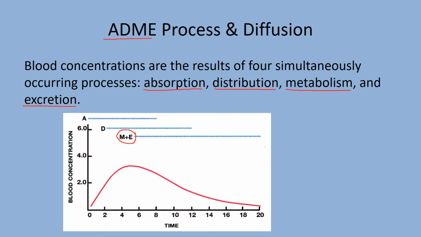There are going to be 2 D terms and 2 E terms that you need to be careful with. The first one is distribution and disposition. ADME, all 4 processes, are known as drug disposition, not distribution, but disposition. And as mentioned, M and E are grouped together because M and E collectively are known as drug elimination. So be very careful when you see any of those terms.